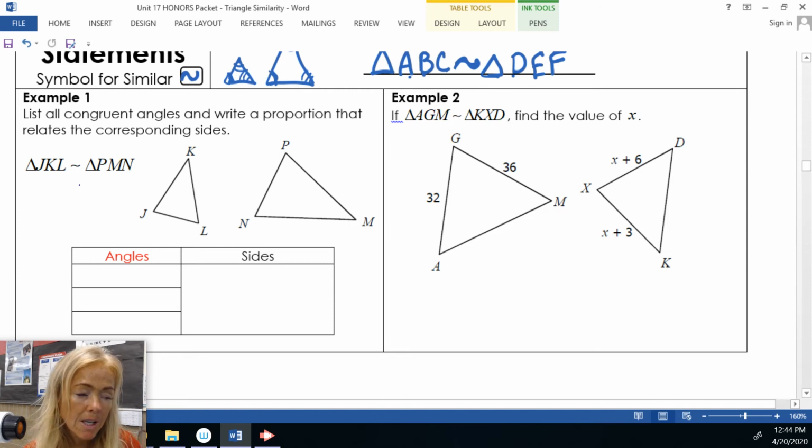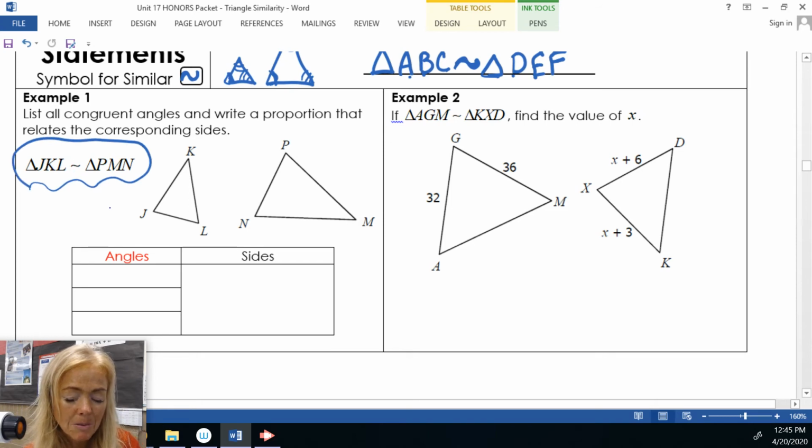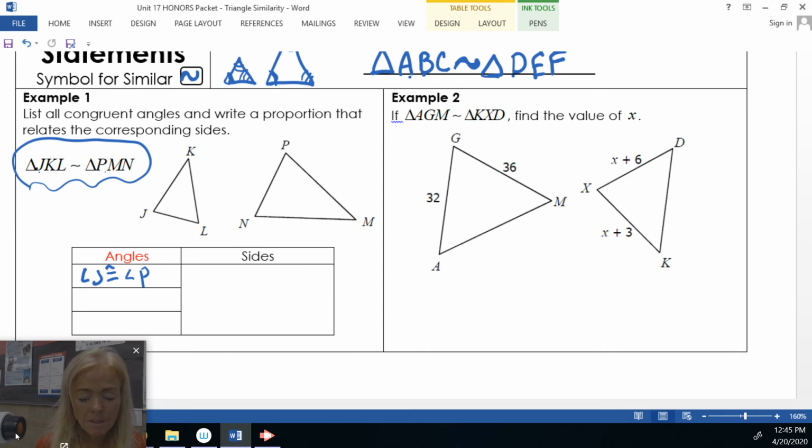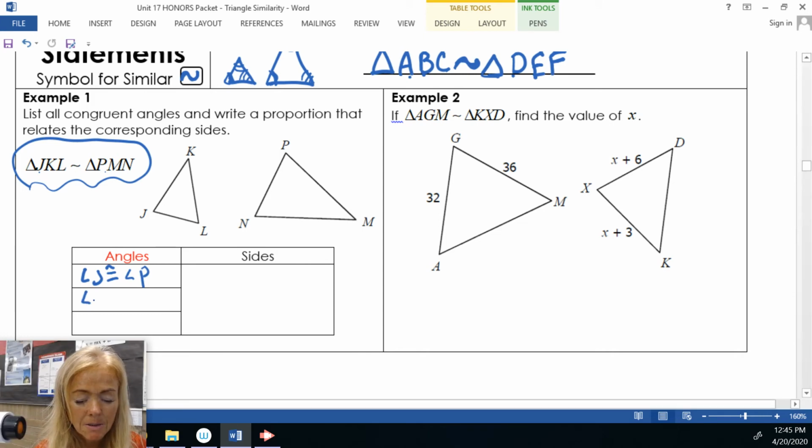So we have triangle JKL similar to triangle PMN. Now, on angles, just like we did with the congruent triangles in the previous chapter, J and P are congruent because they line up in the similarity statement. So you could say angle J is congruent to angle P because they are both the first angle listed in the similarity statement. And likewise with the second, angle K is congruent to angle M, and with the third, angle L is congruent to angle N. So those are the 3 congruent angles.